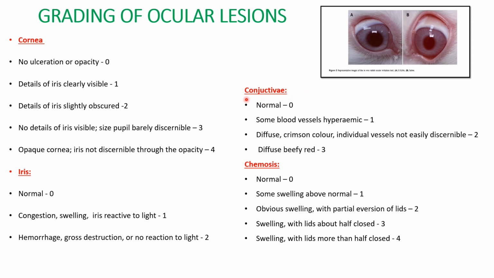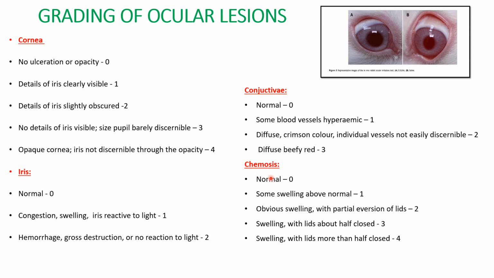Then the conjunctiva. What are the things that occur to the conjunctiva when we apply the test substance? Accordingly we will give the grading 0, 1, 2 and 3. 0 for normal; if some blood vessels are red in color, then we will give 1. Then diffuse or crimson color, individual vessels not easily discernible, then we will give 2. And if the eye is totally red, then we will give grading 3.